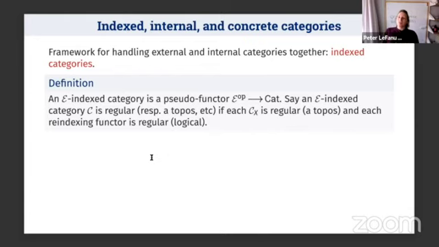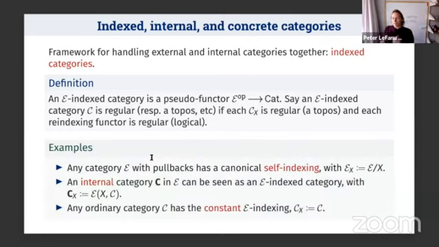The main tricky bit for the rest is that we need to handle internal and external categories together, and the standard toolkit we'll use for that is indexed categories, with three particular kinds often coming up. We can see categories with pullbacks as self-indexed. We can see internal categories as indexed over the category that they're in. And we can see any ordinary category as an indexed category over any category by its constant indexing. And almost everything we do with indexed categories will be a kind of working out with one of these three.